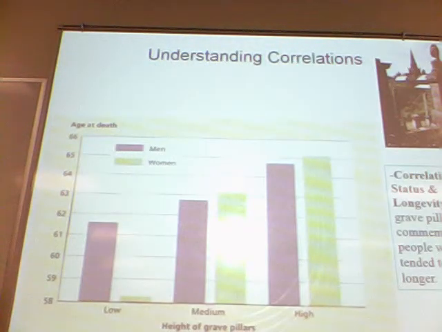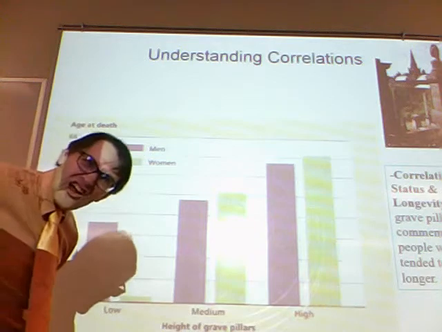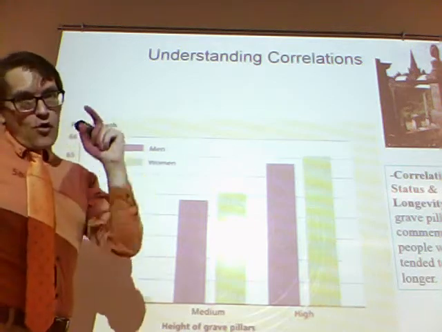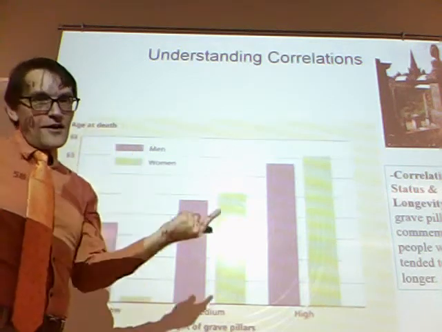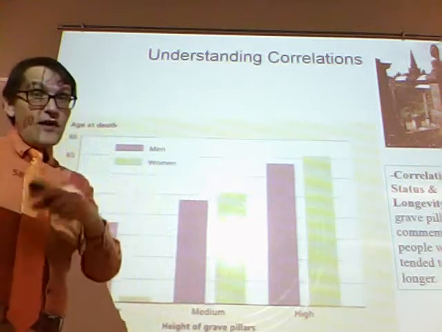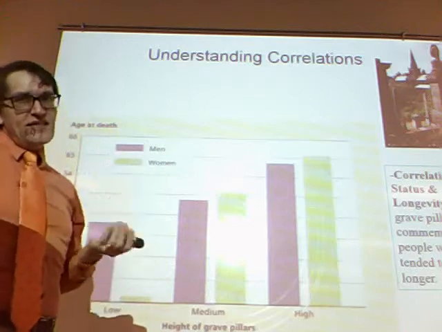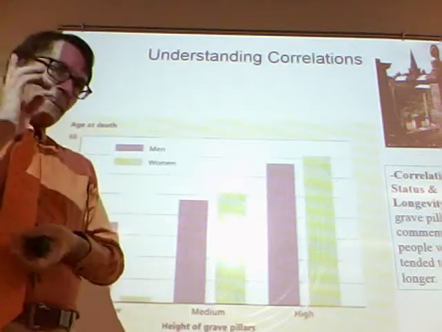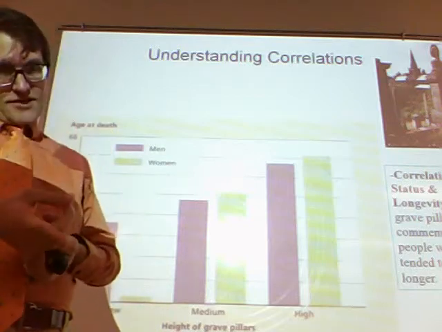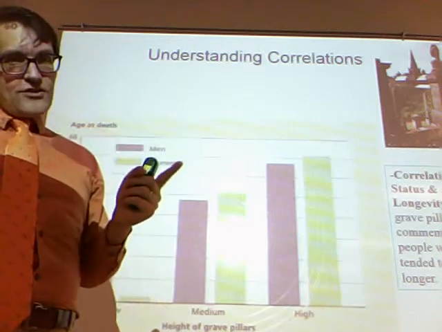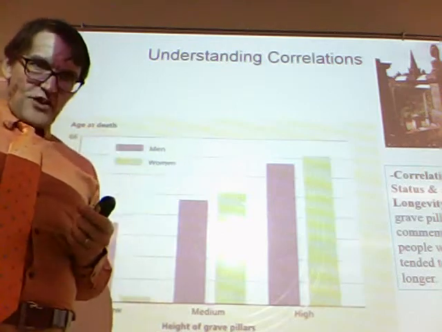Here's a correlation. There's a correlation between the age at death and the height of a grave pillar. If you're older when you die, you have a higher grave pillar. It's like, wait, what? We need to always understand the outside. Remember, correlation does not imply causation. The age at which you die does not cause the height of your gravestone.